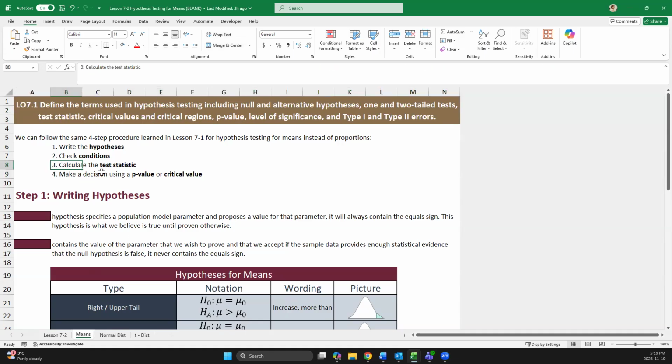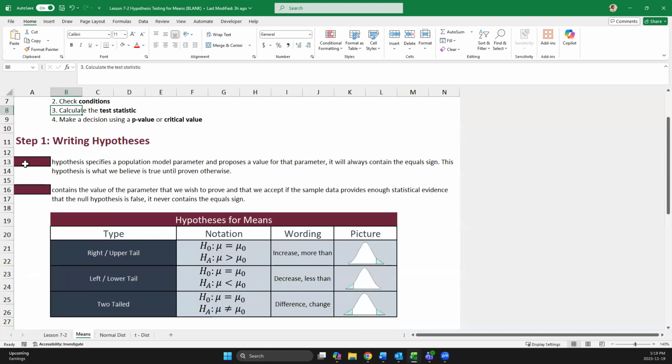This is because the calculation for the test statistic is different for the mean than for the proportion, and it also uses 2 different distributions, the normal or the t, depending on which information you're given in the question. This is similar to the steps we had to take for calculating confidence intervals for the mean. So before we get to the calculations, let's talk about what the hypotheses look like for the mean and how they're different than for proportions.